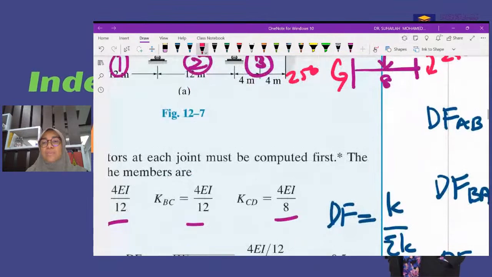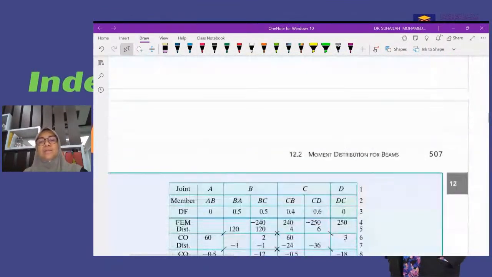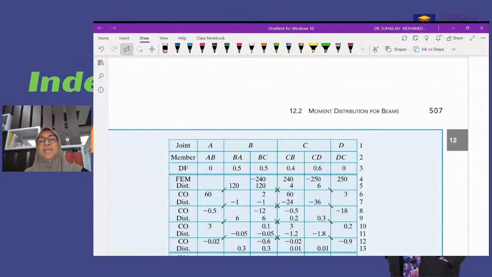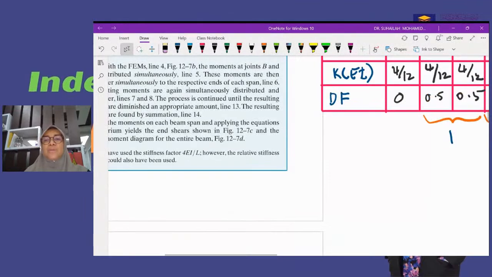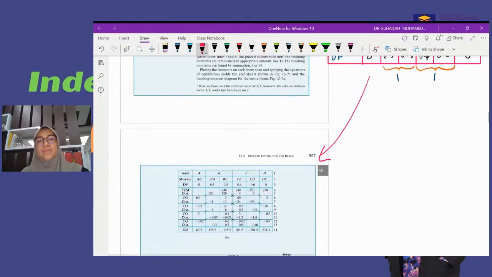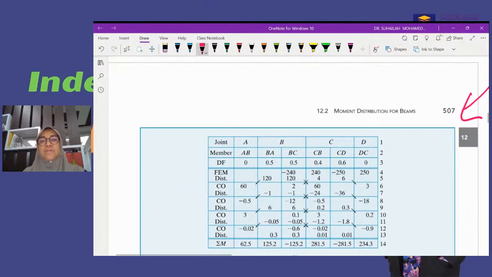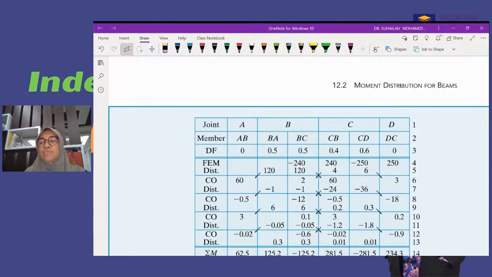Okay, into the table. So this is actually the table. So in the table, we have actually transferred all the distribution factors that we get here to this. Okay, distribution factor 0.5, 0.5, 0.4, 0.6. Okay, A and D 0, 0.